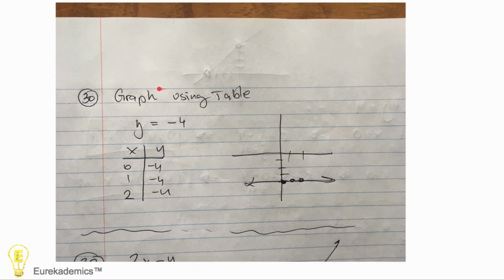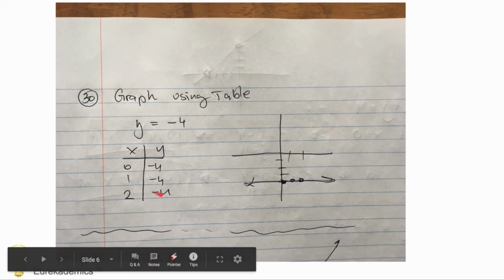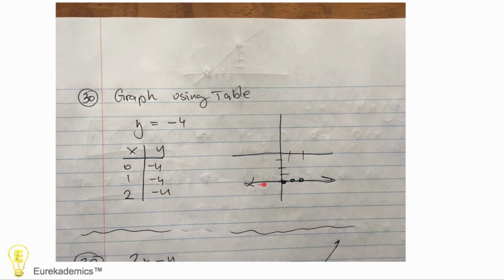Number 30, you are given y equals negative 4. And when I'm given these simple equations, I translate the equals to is. So I say y is negative 4. So pick 3 numbers. x is 0, y is negative 4. x is 1, y is negative 4. x is 2, y is negative 4. Then you have to plot those points and graph.